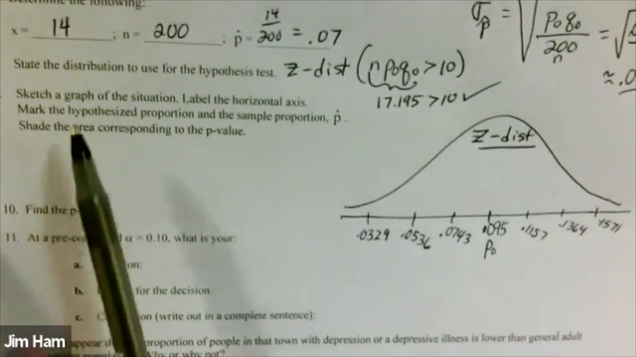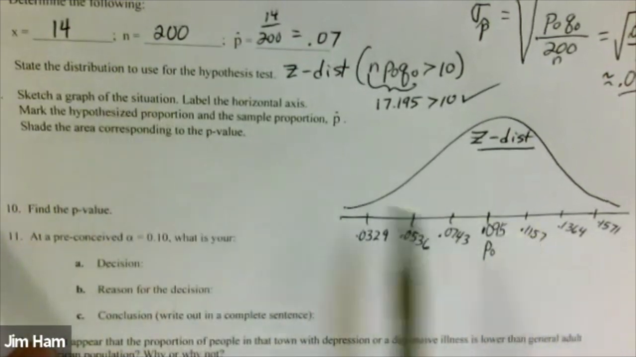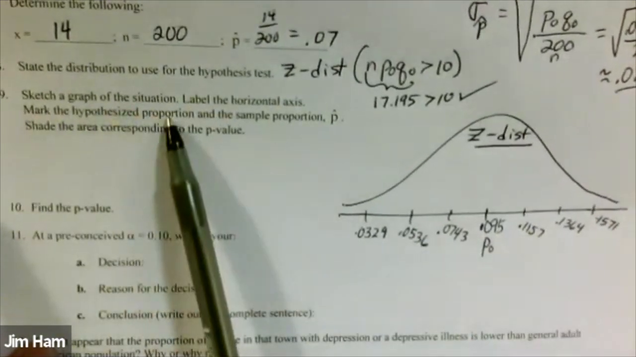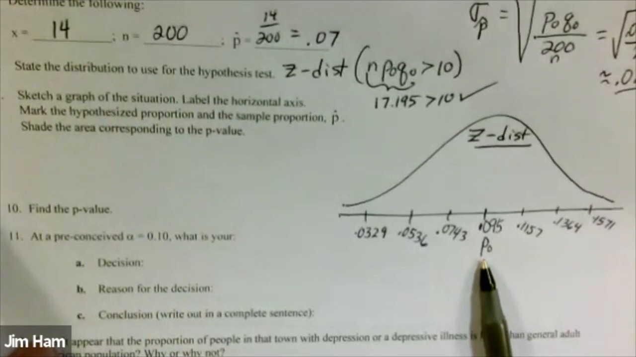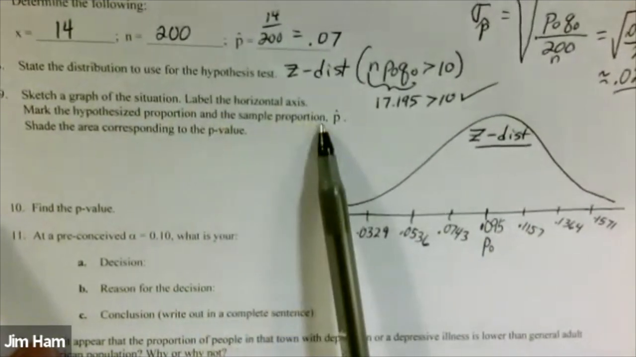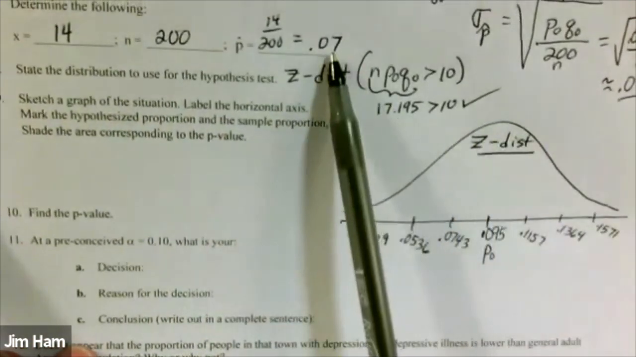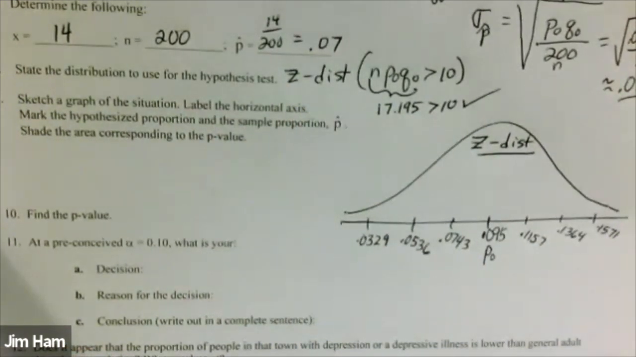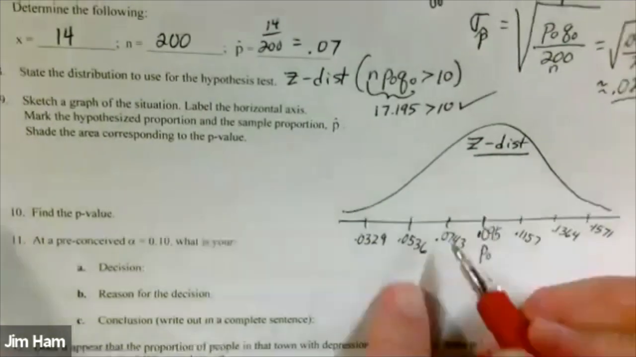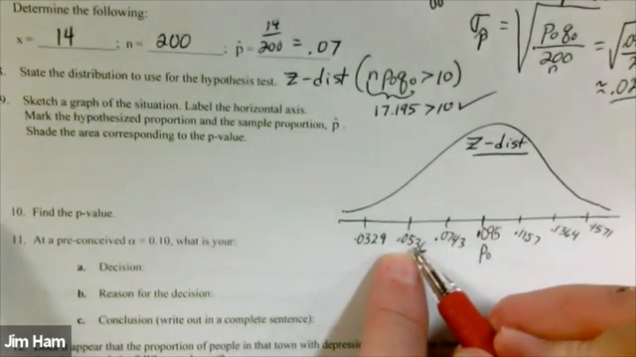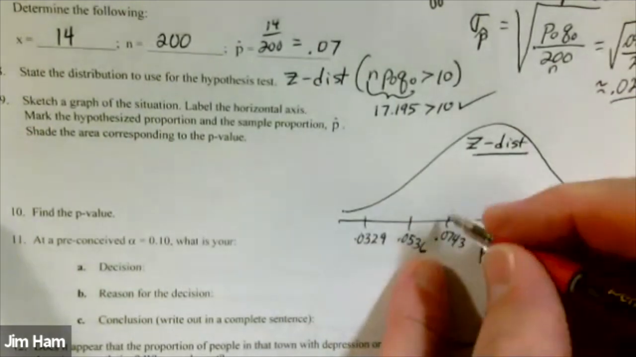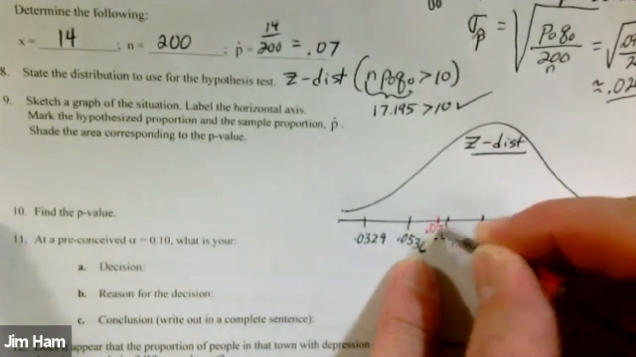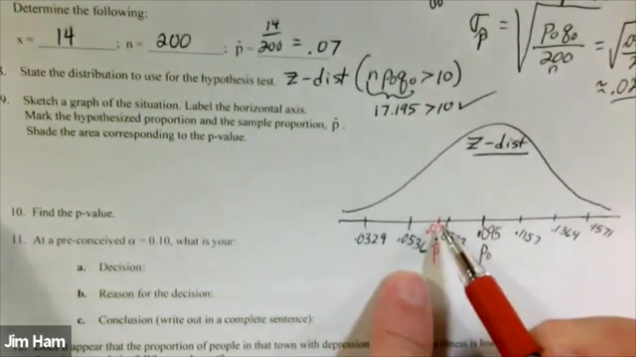All right, so sketch a graph of the situation, got it. Label the horizontal axis, did it. Mark the hypothesized proportion, did it, 0.095. And the sample proportion. Okay, now the sample proportion is this number right here, p hat. So we're going to place that where it goes on the horizontal scale. Here's 0.05, here's 0.07 and a little bit. So probably 0.07, which is the p hat, would fall right there.